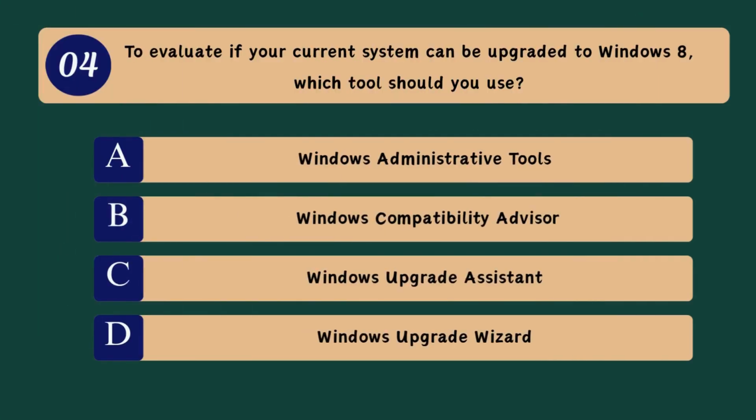Question 4. To evaluate if your current system can be upgraded to Windows 8, which tool should you use? A. Windows Administrative Tools. B. Windows Compatibility Advisor. C. Windows Upgrade Assistant. D. Windows Upgrade Wizard.